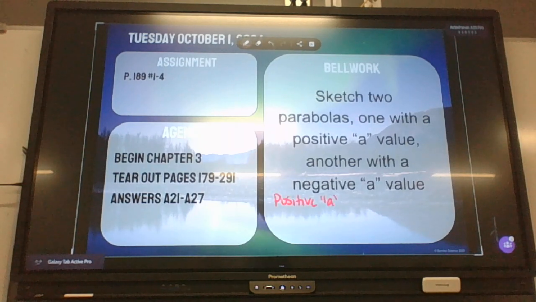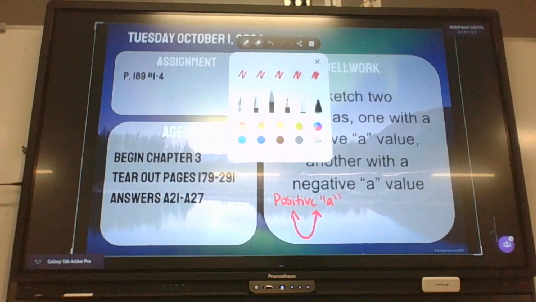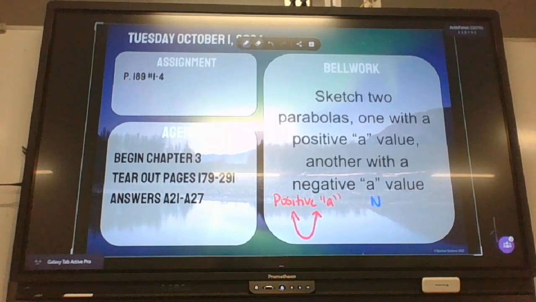Alright, any parabola with a positive a value looks like this, while a parabola with a negative a value looks like this. That's all I was looking for in bow work today, short and sweet. I am now going to head to some questions for you to do as classwork.